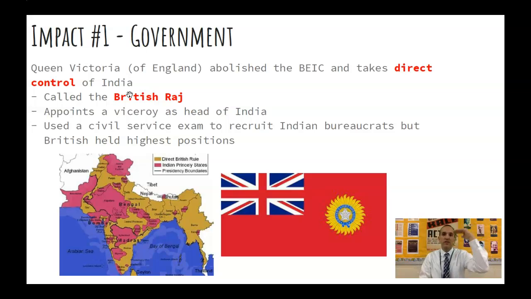So English people are at the top in terms of government appointees and government power, and we're going to hire, we need a lot of people. This is a huge area, all right? So we need to have people helping us rule it. So we're going to hire Indian people who pass the civil service test, but they're going to be in lower positions than the British people. And this is the British Raj flag. You can see this is the British flag within it, showing subordination to the British crown.